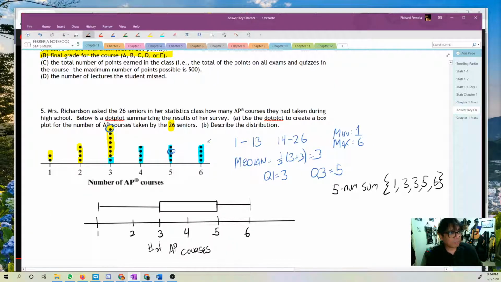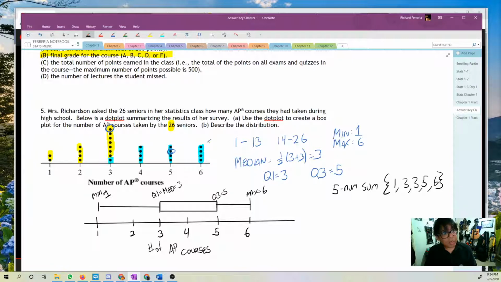And this is our minimum, which is 1. This is going to be Q1, which equals the median, which equals 3. This is going to be Q3, which equals 5. And this is the max, which equals 6. So don't be afraid to label your 5-number summary right on top of your box plot if it's kind of unclear.